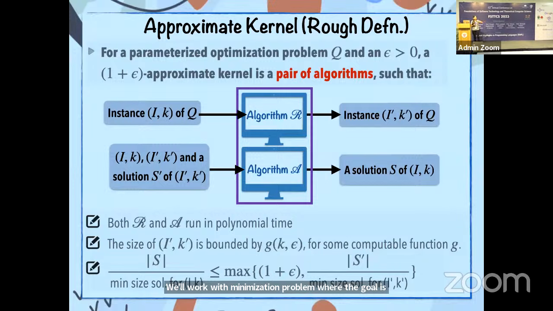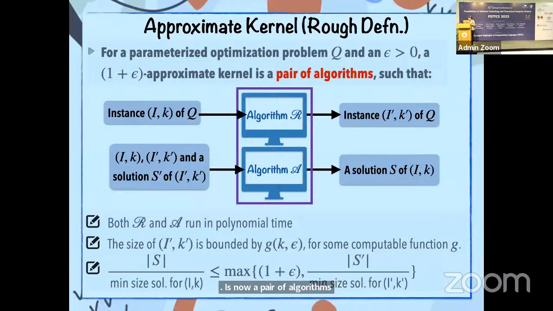For our case, it is the size of the vertex subset. So what is an approximate kernel? Fix a parameterized optimization problem, where you are trying to minimize something, for our case the size of the vertex subset that we are deleting. And fix an epsilon which is greater than 0. So a 1 plus epsilon approximate kernel for the problem is now a pair of algorithms.